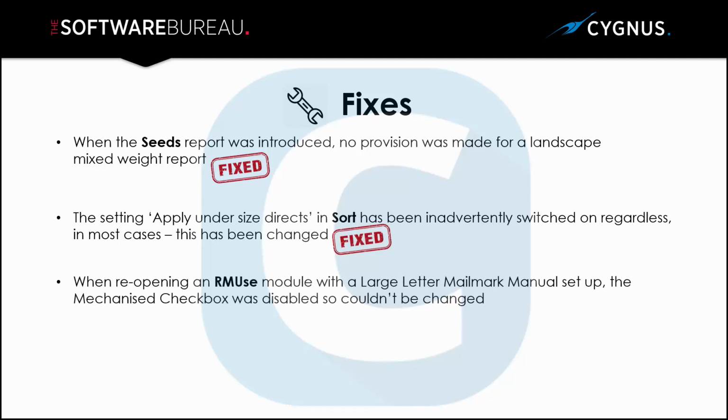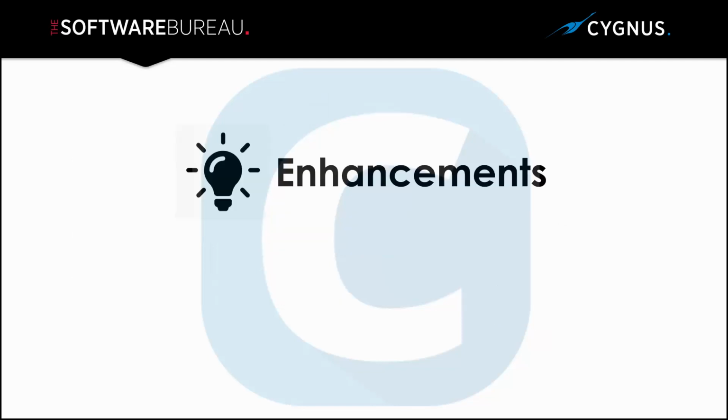And when reopening an RMUs module with a large letter mailmark manual setup, the mechanized checkbox was disabled, so couldn't be changed. That's been fixed as well. And as mentioned, any other fixes that I've not covered off here will be in the user documentation that we provide with every upgrade. Okay, so let's talk through some of the enhancements in this version.